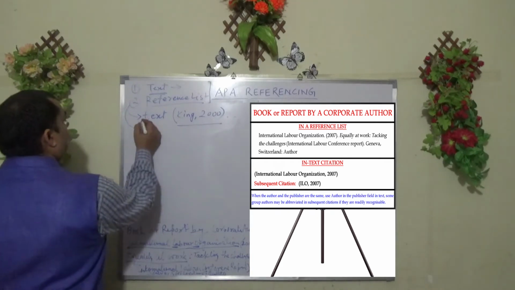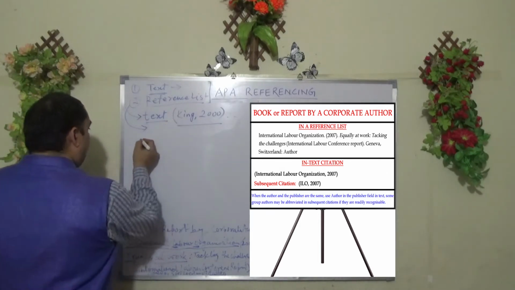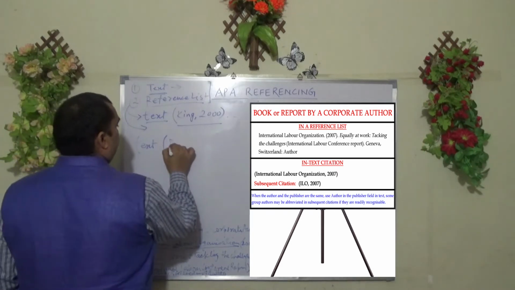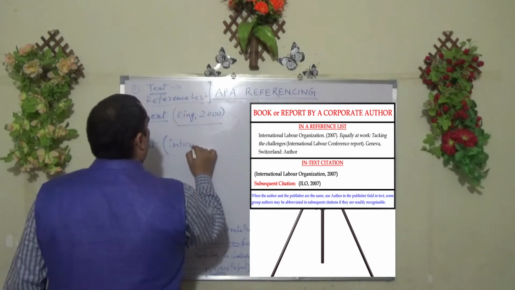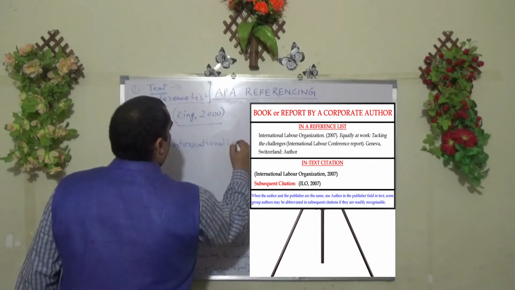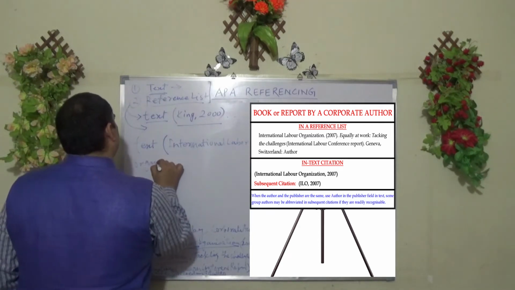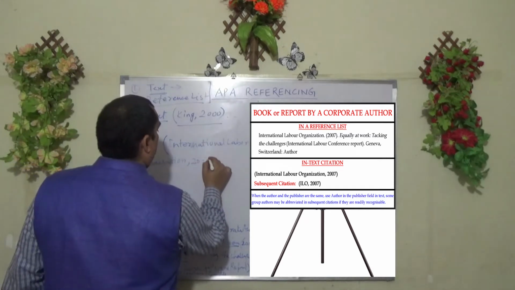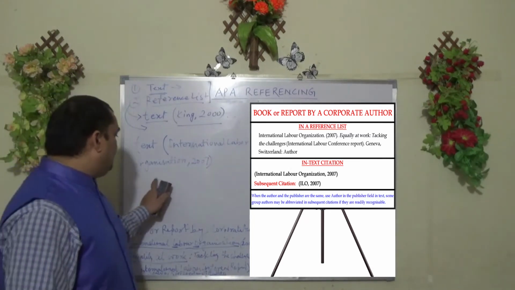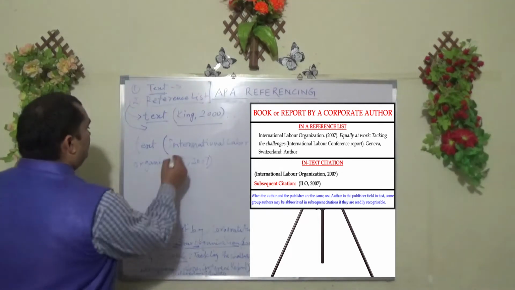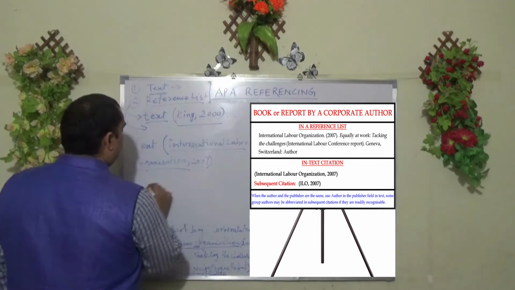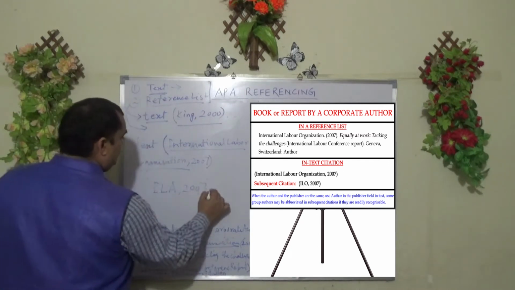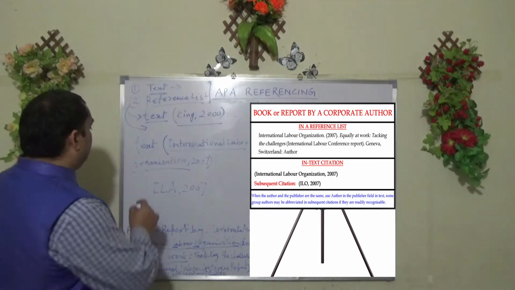And remember, at the time of writing text, we write in bracket, for example, the text continues, then in bracket we write fully International Labour Organization, comma, 2007, and bracket close. But remember, if it is subsequently cited anywhere else in the text, we do not write the full International Labour Organization. Later we can write ILO and then the year of publication. So we can use the abbreviation ILO 2007 in the subsequent citation.